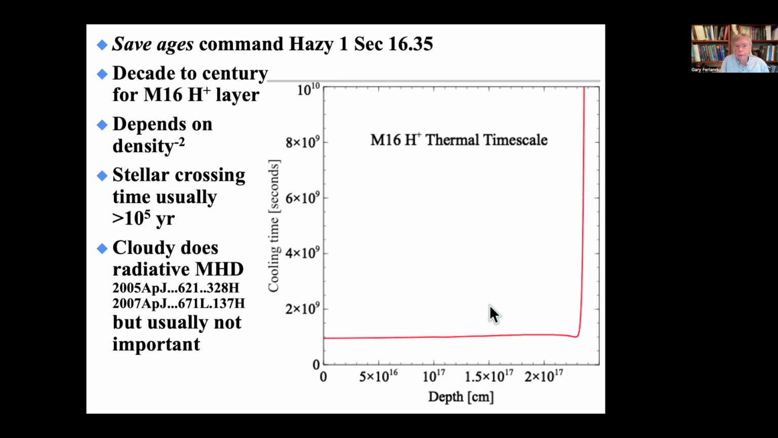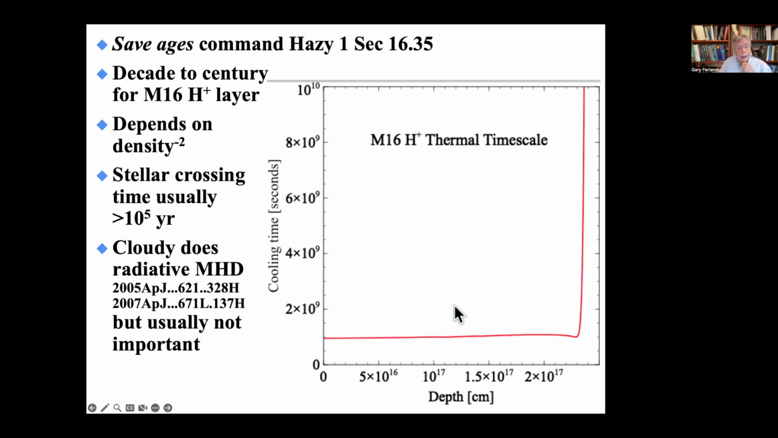This is a function of depth across the model. This is the initial M16 model, so it does not go into the molecular cloud, it stops at the ionization front. And we have a large H plus layer. The ages command reports the cooling time in seconds, and this is a plot showing it across the nebula.